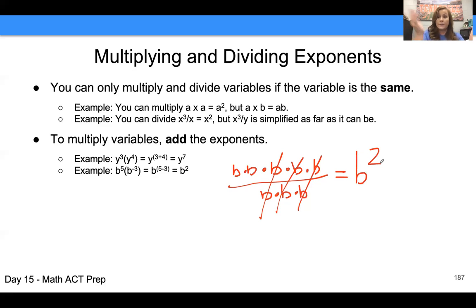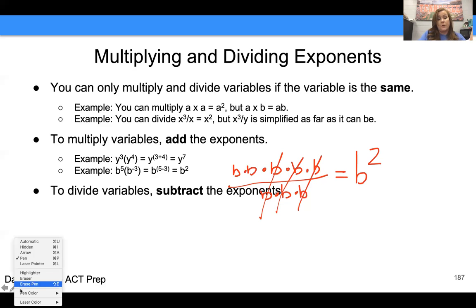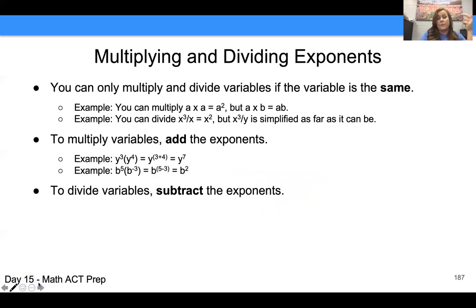Another pattern. So that just means, like here, you add them. 5 plus negative 3 gives us b squared. They're multiplying here. I said dividing, but this is multiplying. If we are dividing, so we have it with an actual divisor, you're going to subtract it. So here, we've got it written more like that.